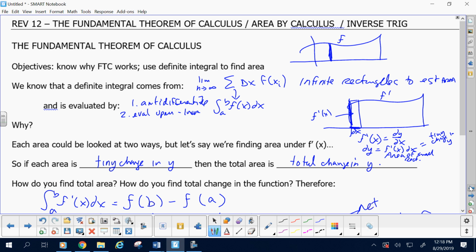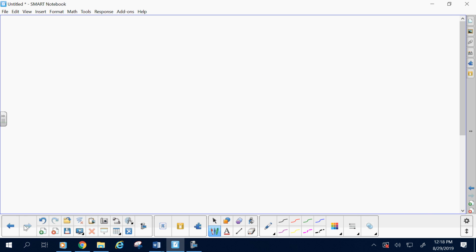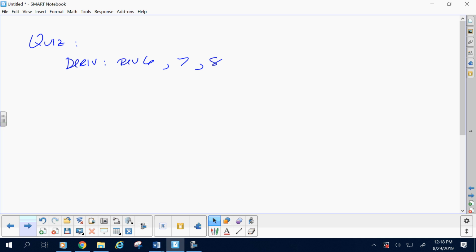Tomorrow, you will have about a half-period quiz on derivatives and applications of derivatives. So that is the quiz tomorrow. I think the derivatives were review 6, and 7, and it might have also been 8. I think those are all derivatives and applications. So I would review those and make sure you're good.